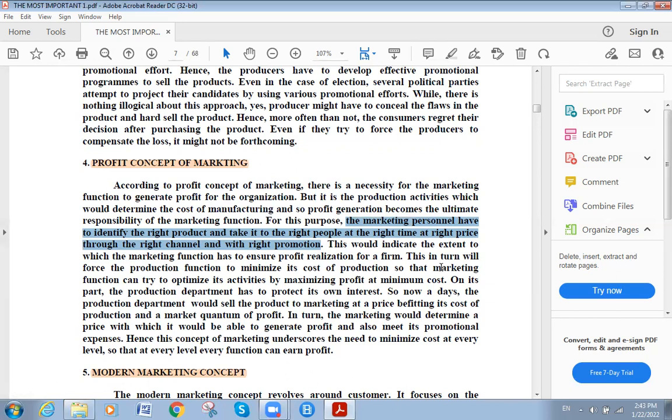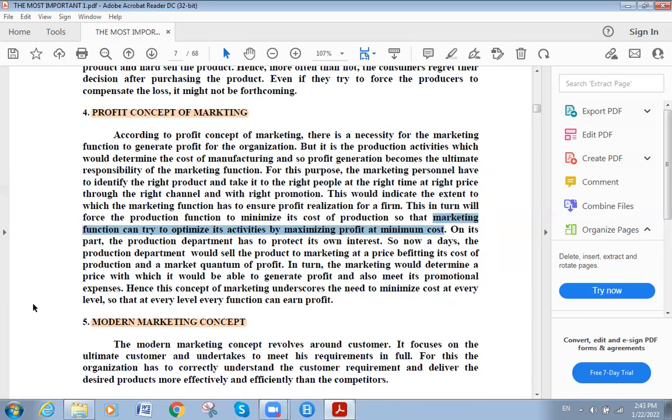So the marketing function can try to optimize its activities by maximizing profits at minimum cost. And this was the target of the profit concept of marketing.